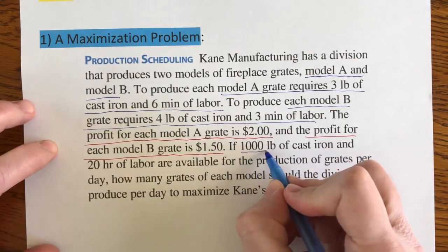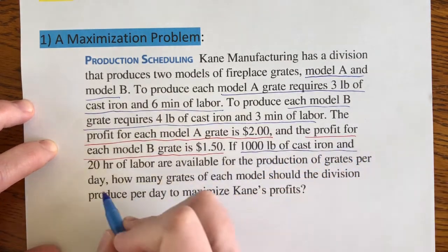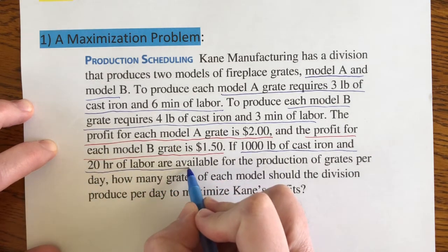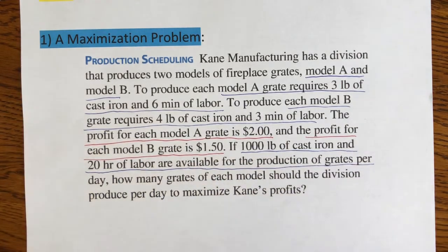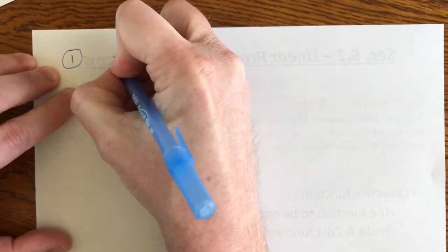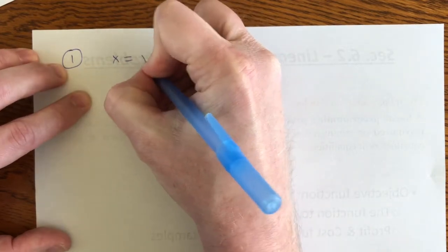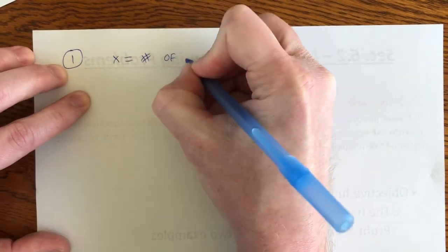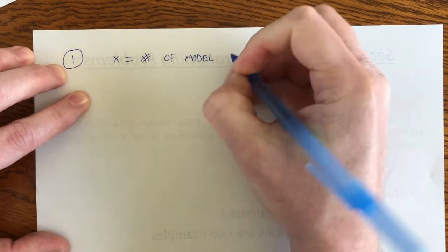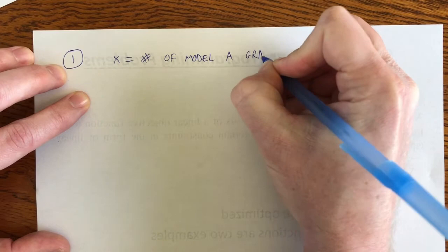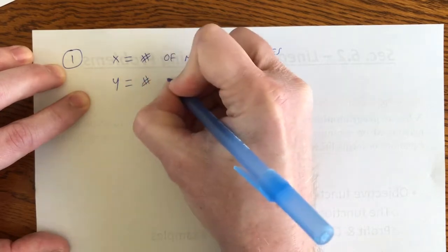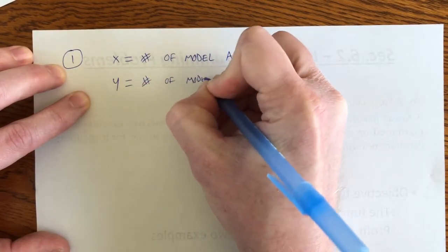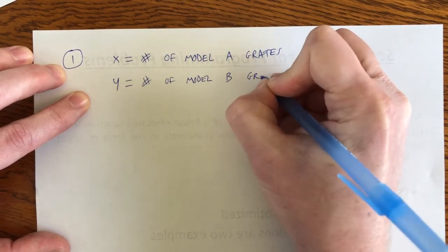Okay, we also know what? We know there are 1,000 pounds of cast iron, and we also know there are 20 hours of labor that are available for the production of these grates. All right, so let's use this information to ultimately construct our linear programming model. So what we're going to do is first define our unknowns, define our variables. So x is going to be the number of model A grates, and y is going to be the number of model B grates.